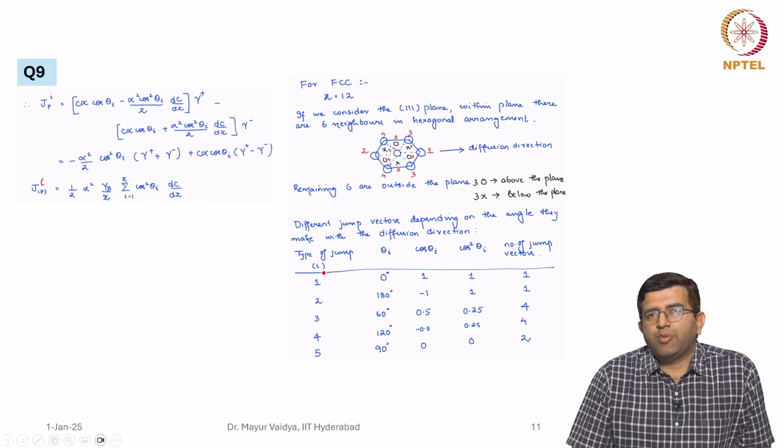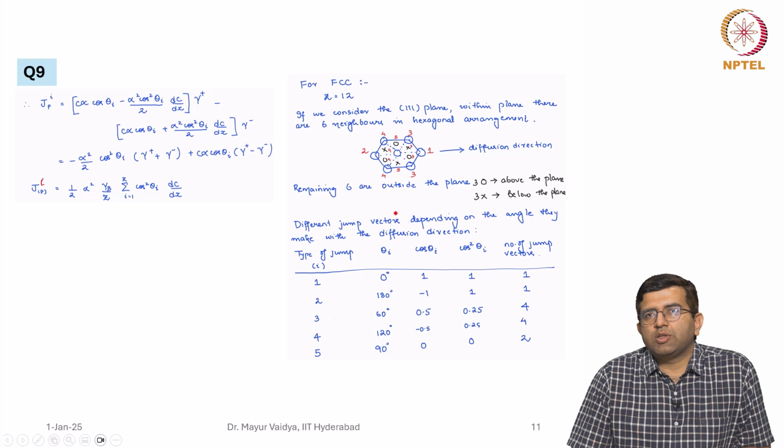So, depending upon the type of jump, here we have marked the different sites. So, 1, 2, then there are 3 sites that are marked 4 and 5. So, depending upon the vectors, depending on the angle they make with the diffusion direction. If the diffusion direction we take as x, then you can see that for site 1, the theta i will be 0. So, cos theta i will be 1 and cos square theta i will be 1. For position 2, it is in the opposite direction. So, it is -1, but cos square theta i is again 1.